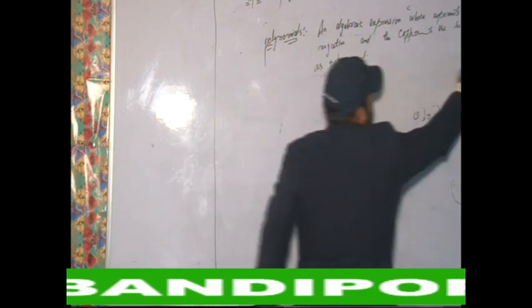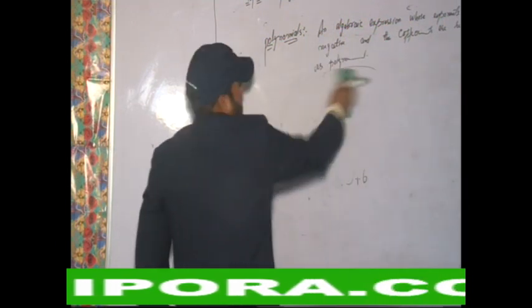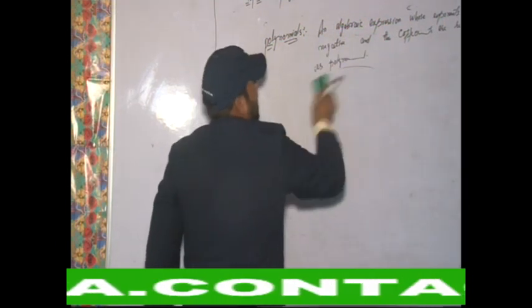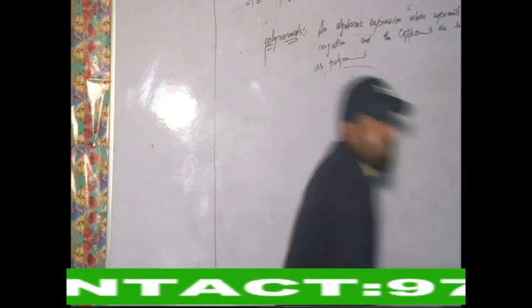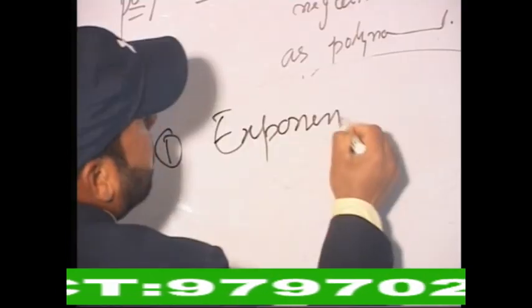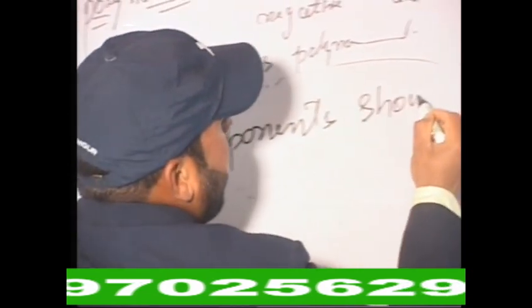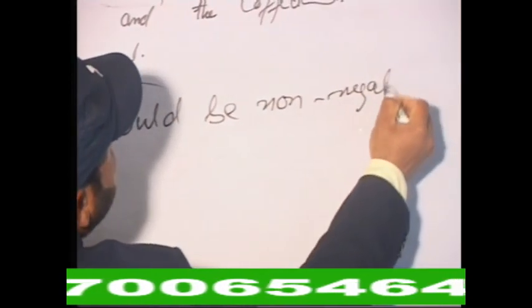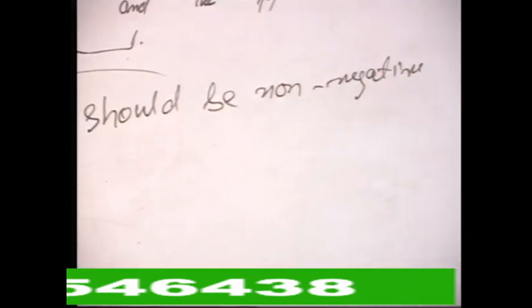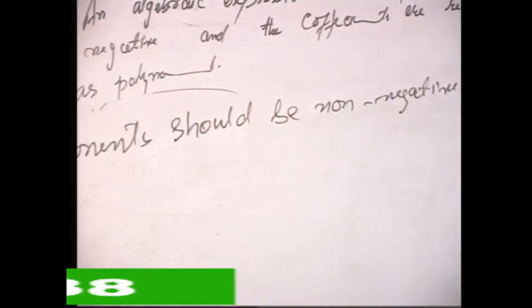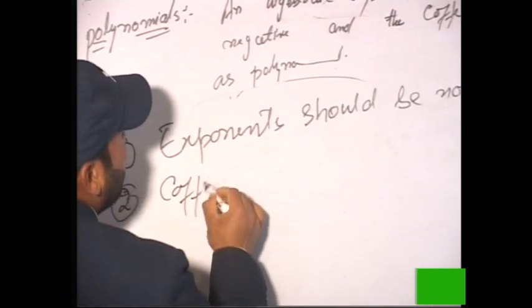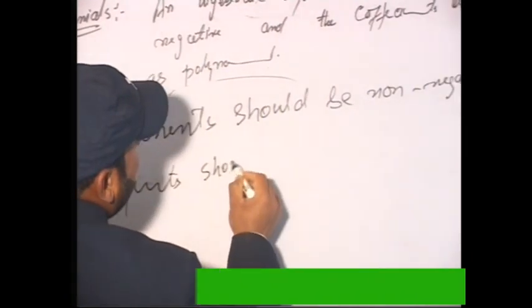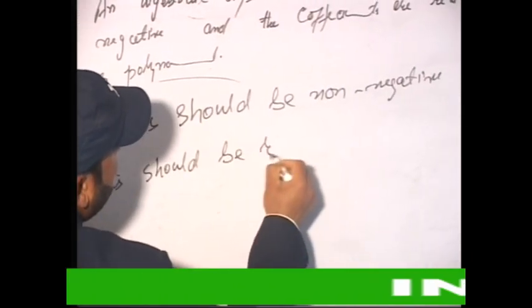So all algebraic expressions are not polynomials. An algebraic expression must satisfy two properties. The first property is the exponent should be non-negative. Either we can say the exponent should be whole numbers. The second property is the coefficient should be real.